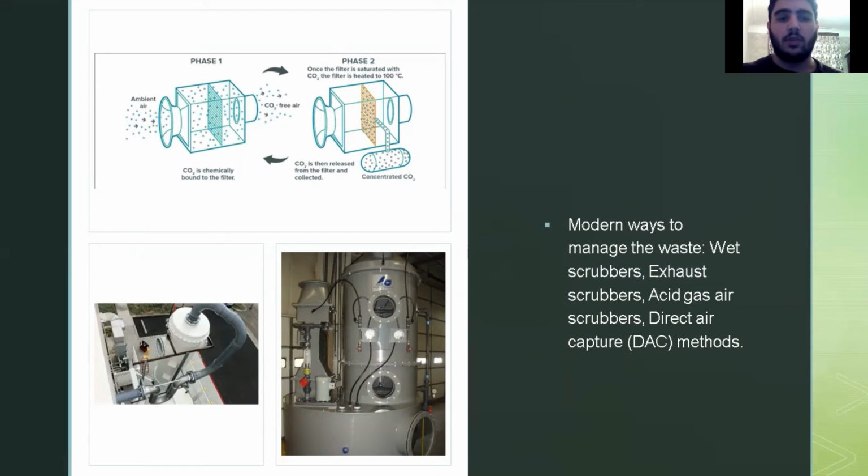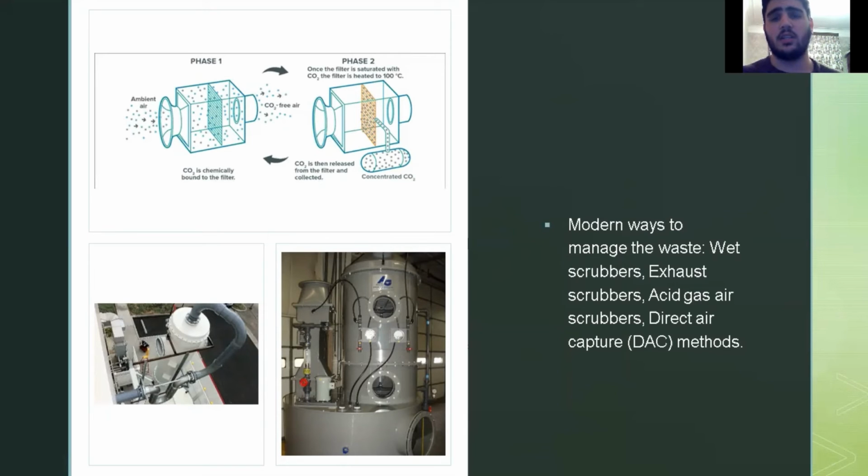DAC method. Third one. Another more recent and decent method is carbon capture and storage. Direct air capture. Plants remove CO2 from the atmosphere. Fans transport CO2-laden air through a filter soaked in the potassium hydroxide solution in the air treatment system.